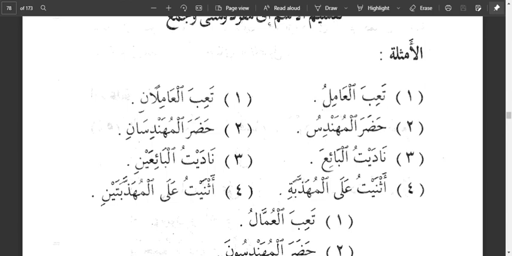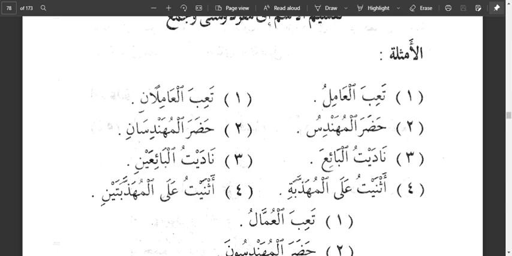Then we have hadara al-muhandisu. The engineer arrived. The engineer arrived. So muhandis is mufrad, a singular word. Then we have nadaitu al-bai'a. I called the seller. I called upon the seller. So al-bai' is still the singular form of the word.